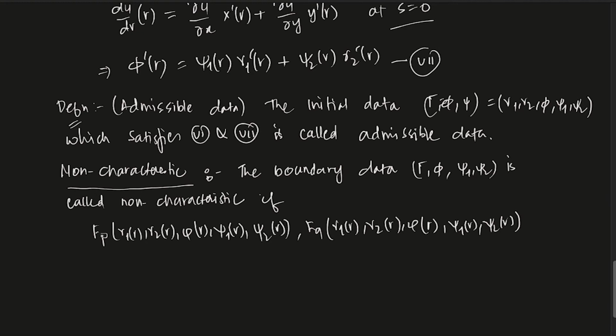So you remember the non-characteristic condition, right? A dot b, where A is f of p and b is f of q. I'm just writing it in terms of f. It is the exact same non-characteristic condition, just in terms of f of p and f of q, minus gamma 2 prime of r, gamma 1 prime of r. This has to be non-zero. So it is very clear: a and b are just replaced with f of p and f of q.